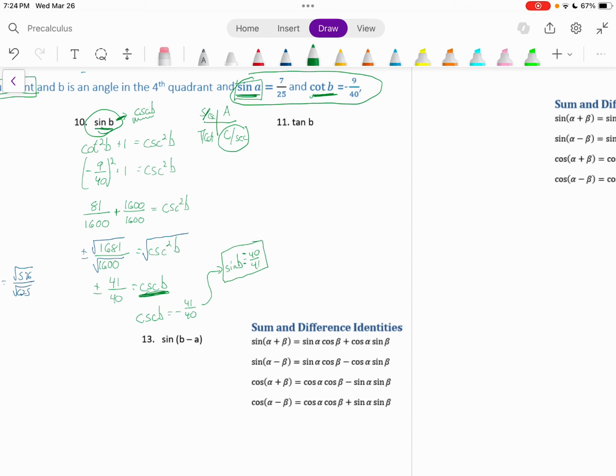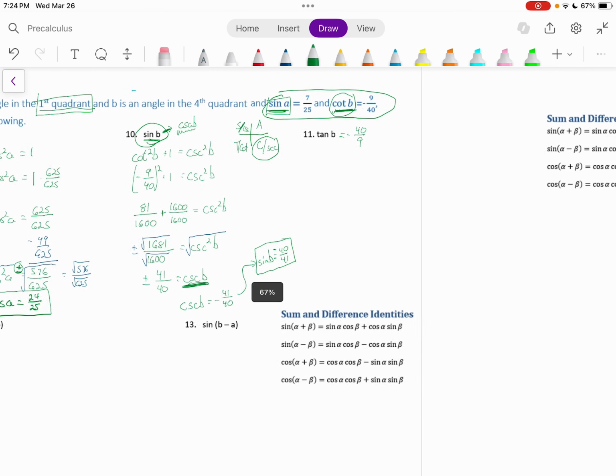All right, coming to number 11, we want the tangent of b. Well, actually, this is a really easy one because we know that cotangent of b is negative 9/40, and we know the tangent is the reciprocal of cotangent. So this is just the reciprocal. So negative 40 over 9. Not even really any work to write for that one.